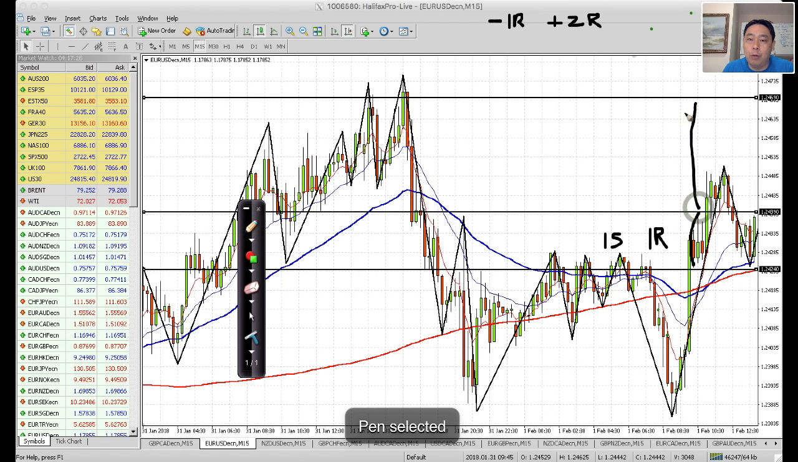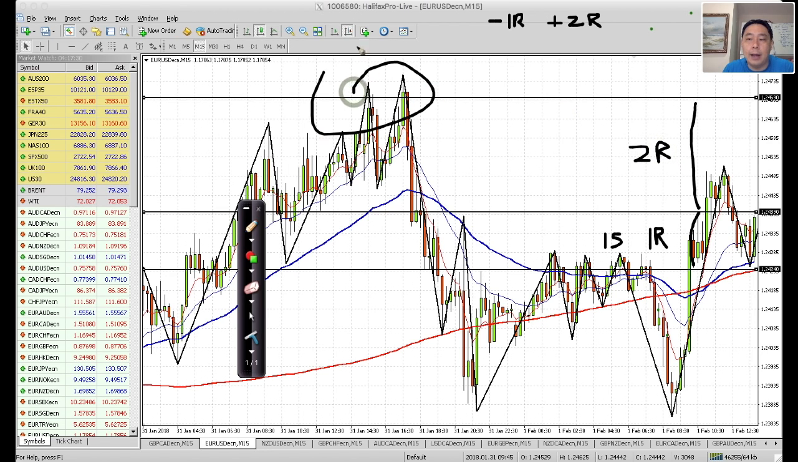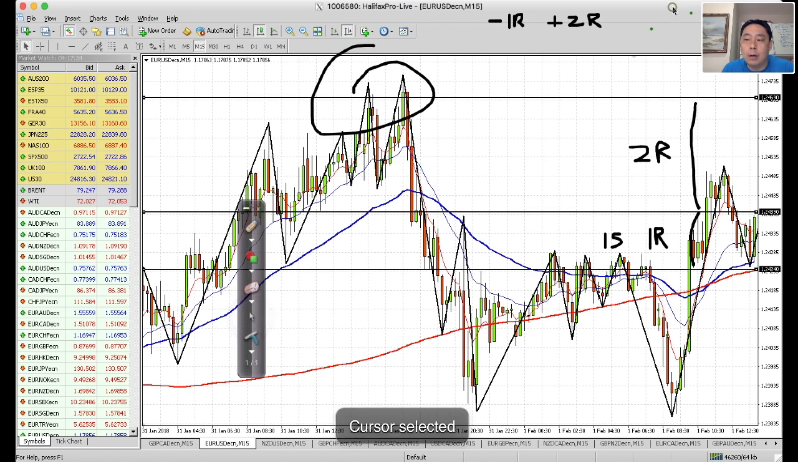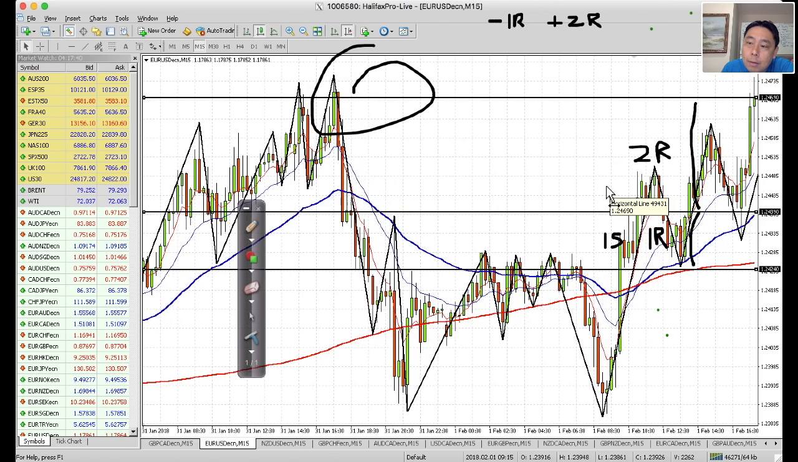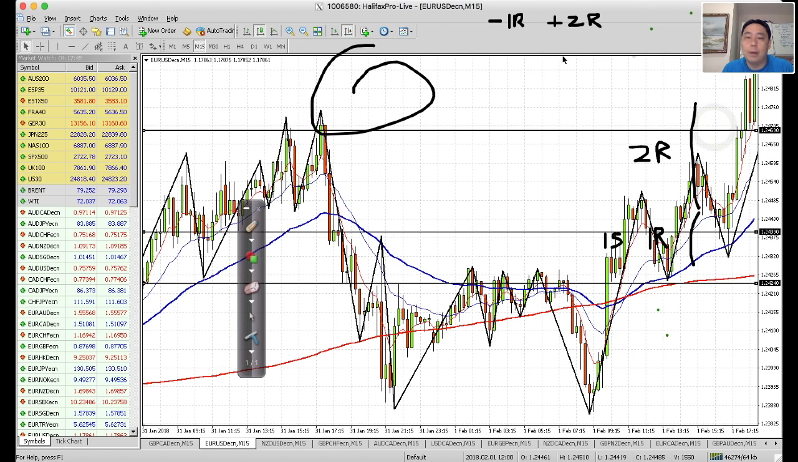Okay, so that's 2R, and that's within the previous high, so it should reach there if it's going to go up. Okay, so let's see what happens. Fingers crossed. Yes, all right, great. So we hit our profit target over there. Boom. So that's another winning trade over there.